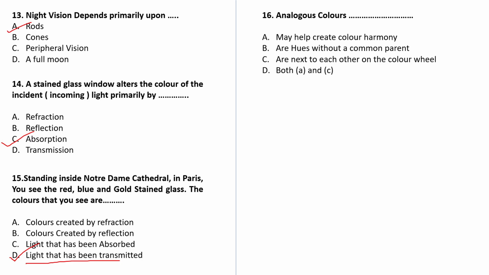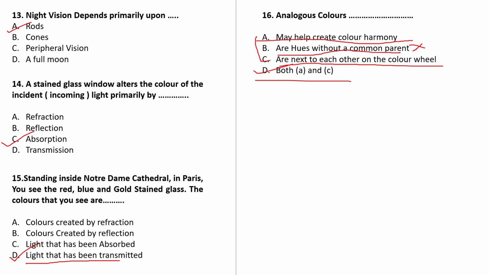Then analogous colors may help create color harmony and are next to each other on the color wheel, right? Are hues without a common parent? No. A and C are true, so ultimately D is the answer, right? Answer D is true because analogous colors have hues that lie close to each other on the color wheel. A is also true because in harmonies, the facet is easily built with colors that have a great deal in common. Analogous hues are very similar visually and have at least one shared parent hue among them, and often two.